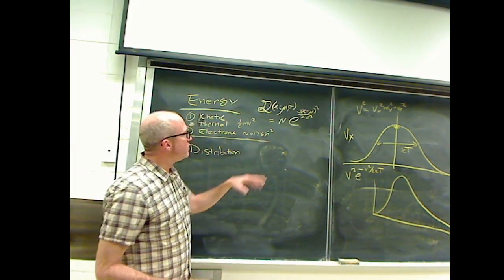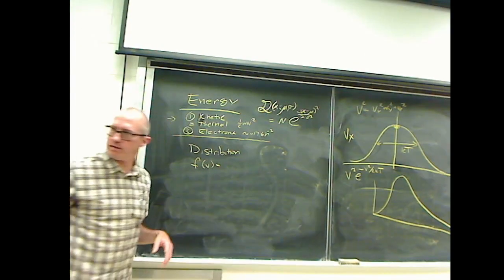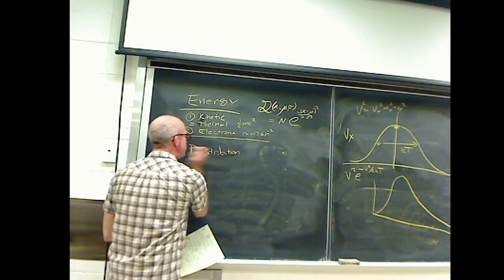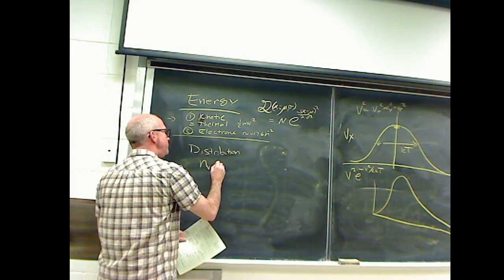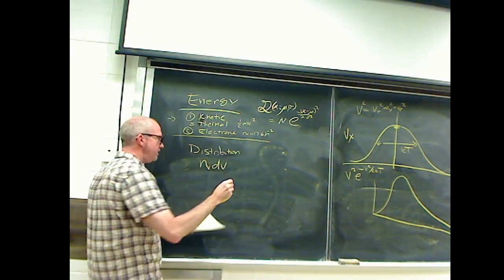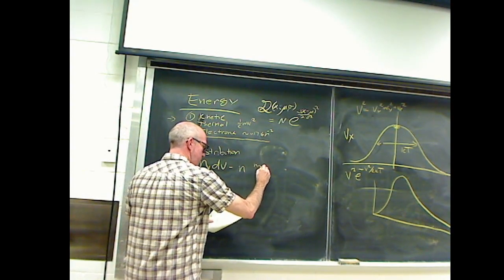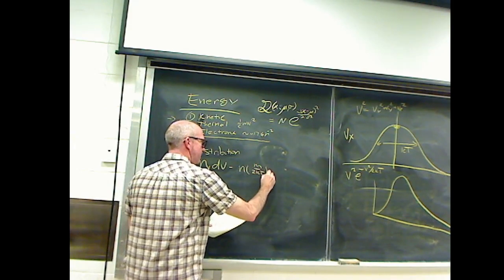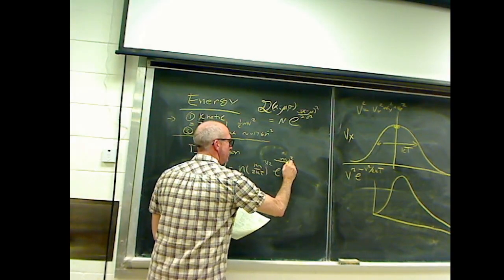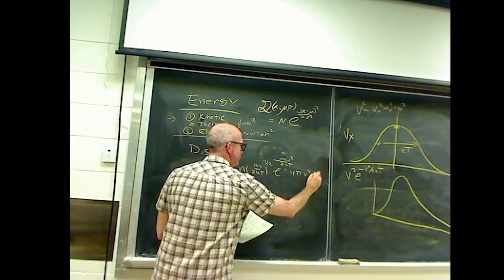I also need to normalize this to add up to 1. So f of v is going to equal some constants that I'm going to forget. So actually, let me write this the way I've been writing it. N(v) dv, the number of atoms with velocity v in a little window of dv, is equal to the total density times m over 2 pi kT to the 3 halves times e to the minus m v squared over 2kT times 4 pi v squared dv.